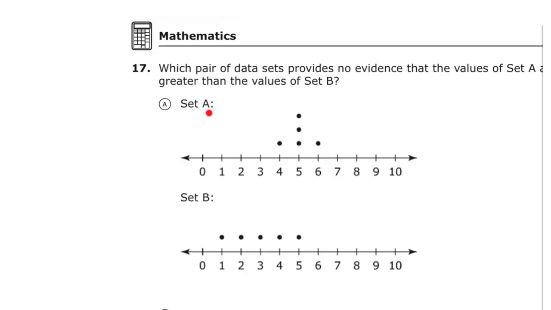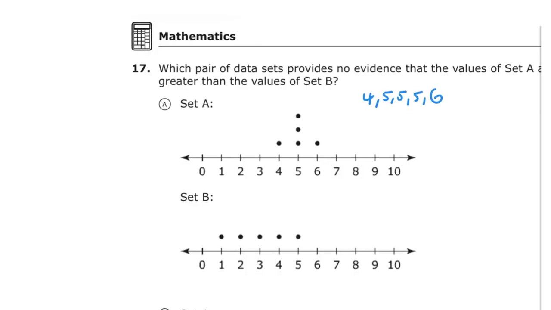First of all, a set is nothing more than just a list of numbers, right? So we have a particular list of numbers here, and we have a particular list of numbers here. What's being communicated with the dot plot for set A is that if you were to list all of the numbers out, separated by commas, maybe even from least to greatest, apparently there is only one 4 in that list. There are three 5s in that list, and there is one 6 in that list. So what would that list look like? It would look like 4, 5, 5, 5, and then 6.